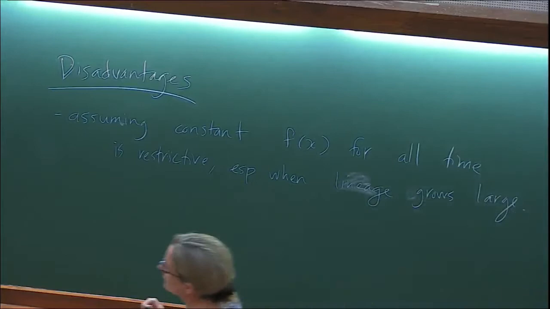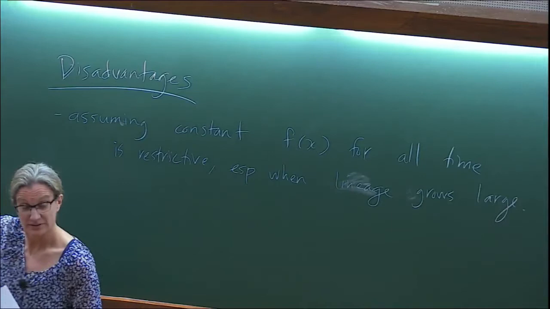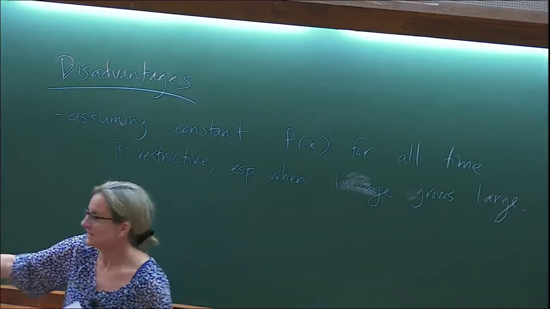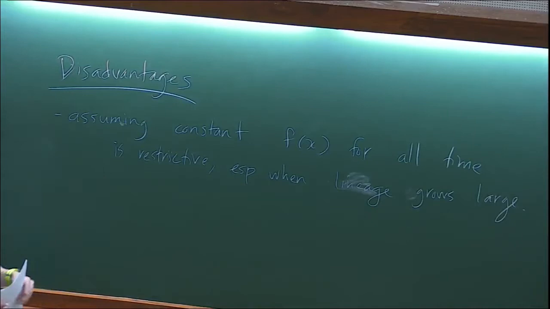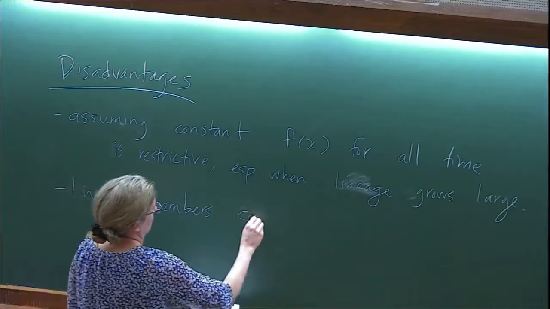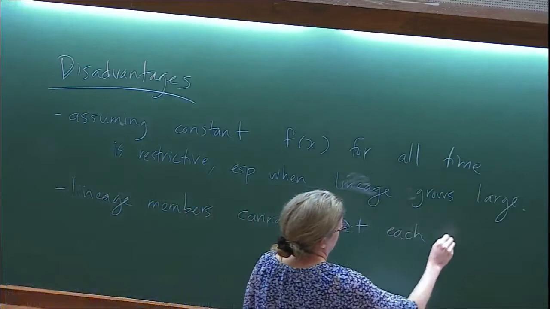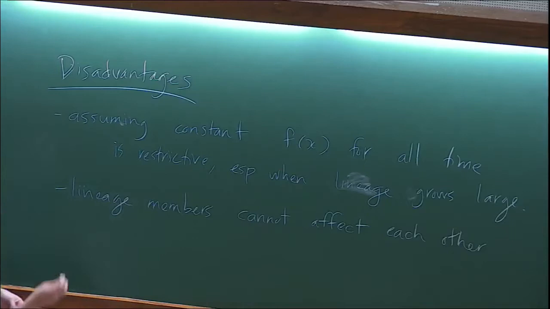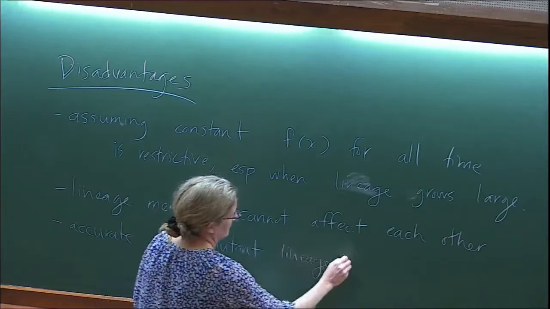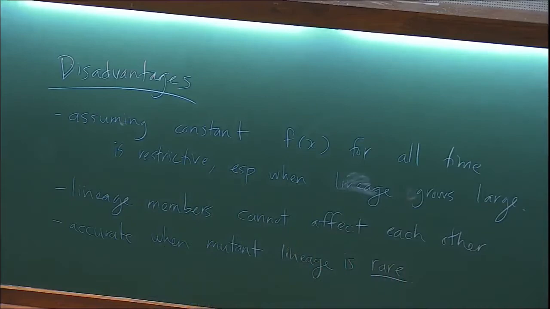For example, if you wanted to know the extinction probability of a lineage that started at 90% of the population, this wouldn't be a good approach, because when it's 90% of the population, they're affecting each other. Sorry, I'm not explaining it very clearly. Let me go back to my notes. We want them to not have any effect on each other, and so they're really accurate when this mutant lineage is rare. Typically, we can't use the branching process to model this large population.